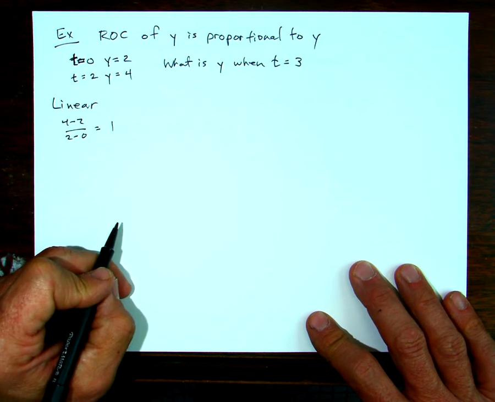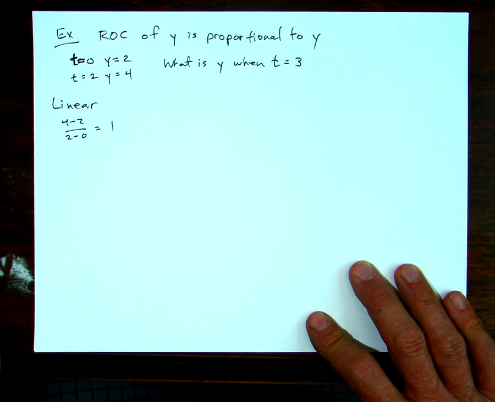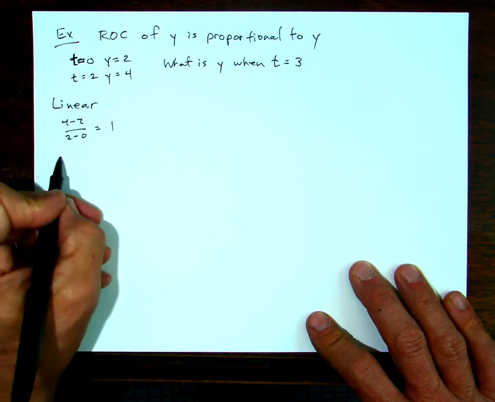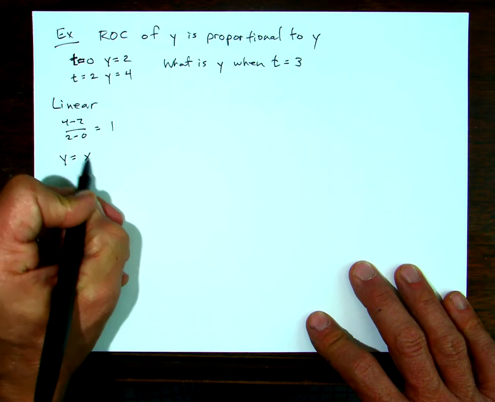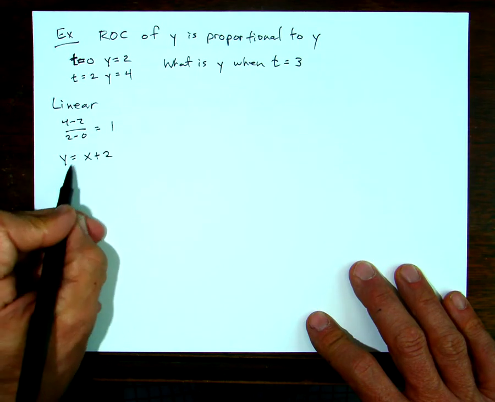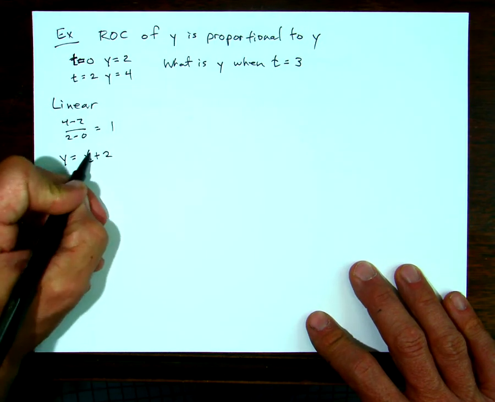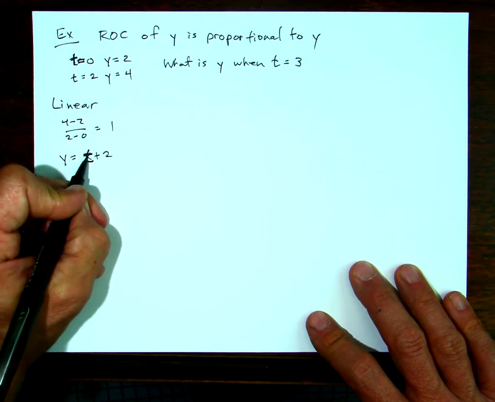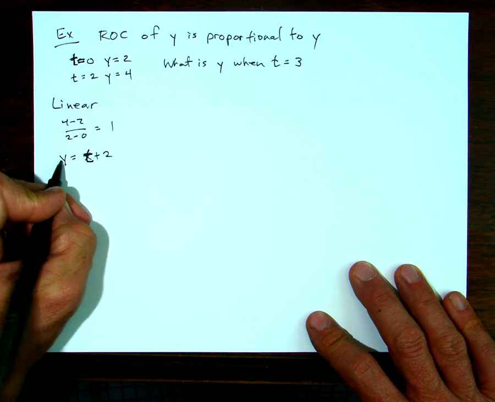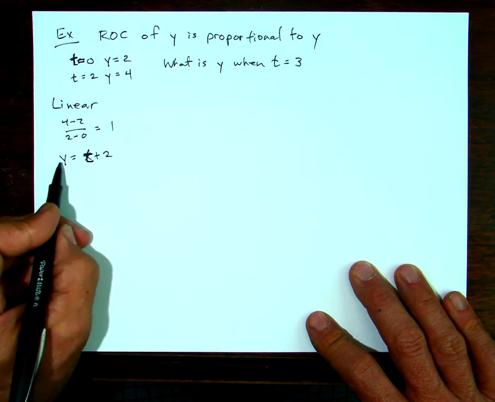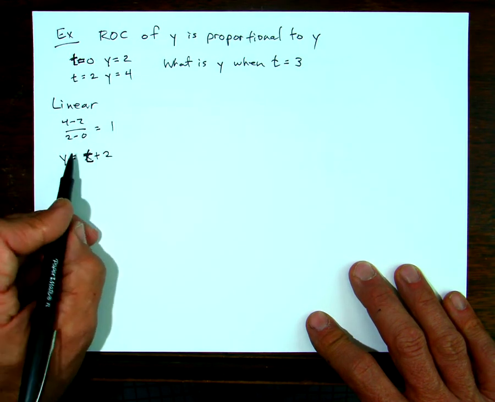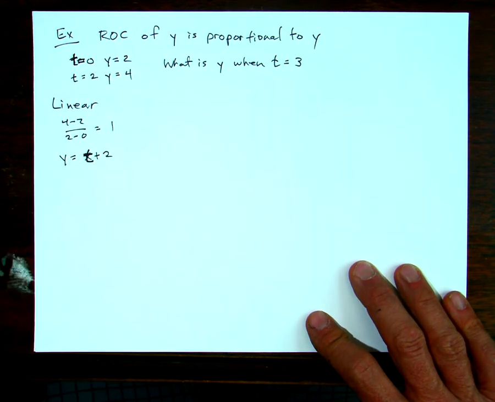And the y-intercept is the value of y when t equals 0, so that's going to be 2, so we would have y equals x plus 2. This would be linear. This means that every time t goes up by 1, well, I guess this would be t, wouldn't it? Not x. Every time t goes up by 1, y goes up by 1, right? T is 1, y is 3, t is 2, y is 4, t is 3, y is 5. Every time t goes up by 1, y goes up by 1.